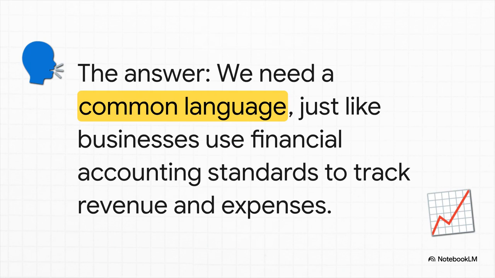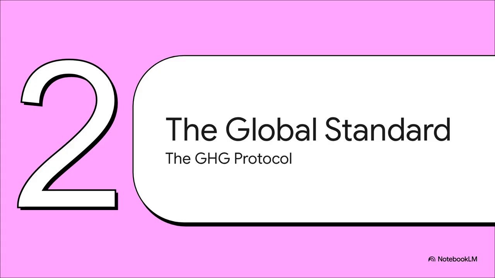So what's the solution? Well, it's actually something businesses already understand perfectly: accounting. Think about it. We have universal standards to track every dollar and cent. It only makes sense that we need the exact same thing for our environmental impact: a shared common language for carbon. And that need for a common language, well, it leads us straight to the organization that created it. Let's talk about the global standard, the GHG Protocol.